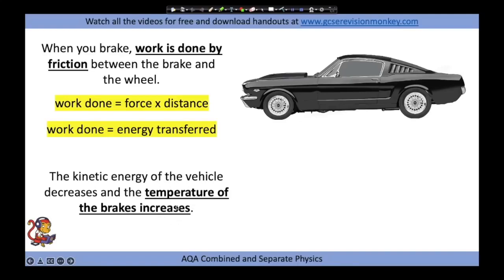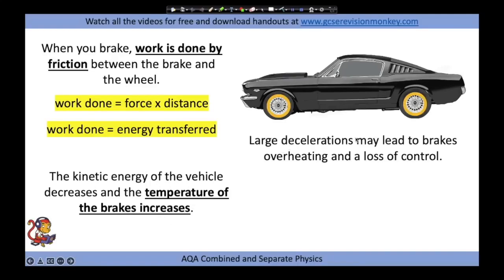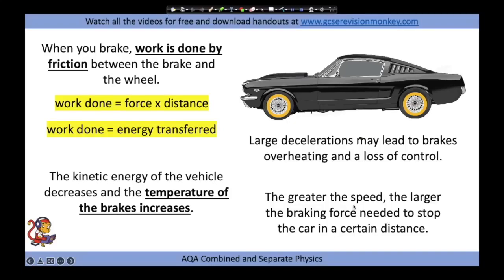And really large decelerations may lead to the brakes overheating and a loss of control. So you can see here bright orange glowing wheels because the temperature of the brakes has increased so much. And the greater the speed that you are travelling, the larger the braking force that is needed to stop the car within a certain distance. So the faster you're travelling, the bigger the braking force you need to stop the car, and therefore the more likely you are to have these overheating brakes and a loss of control as well at those greater speeds.